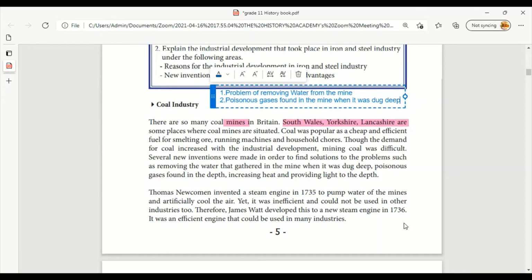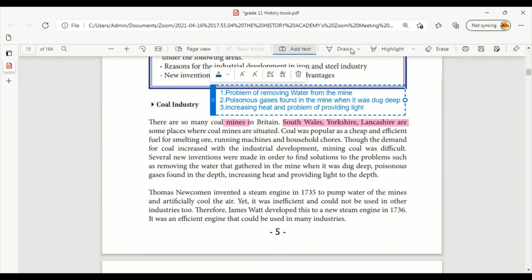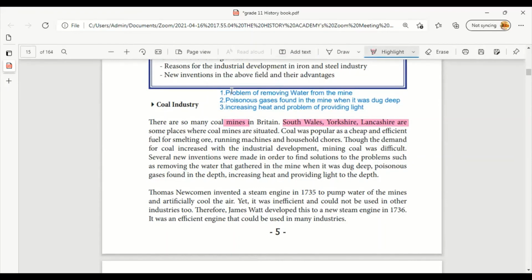And the third one is increasing heat in the mine and the problem of providing light in the mining process. So let's summarize. You can write in your book as well. The first one is the problem of removing water. Second, poisonous gases found in the mine. Third, increasing heat and the problem of providing light. So these are the three problems in the coal industry, right?